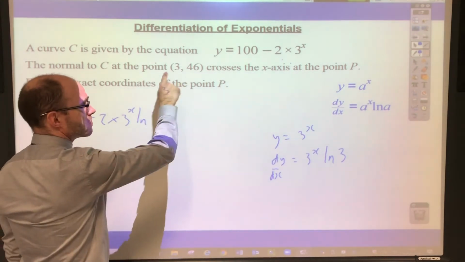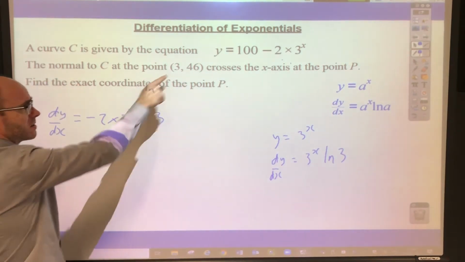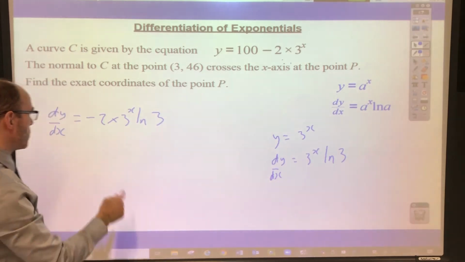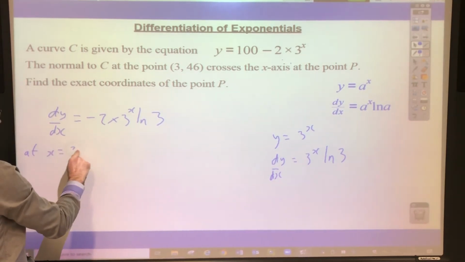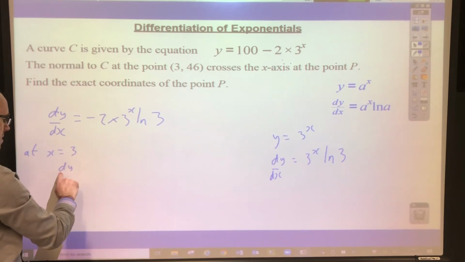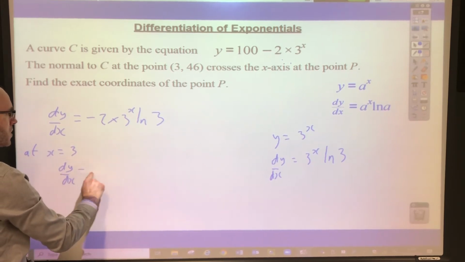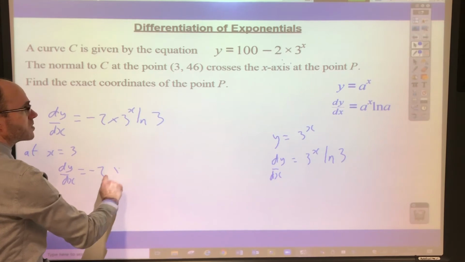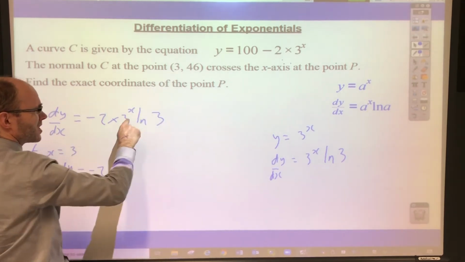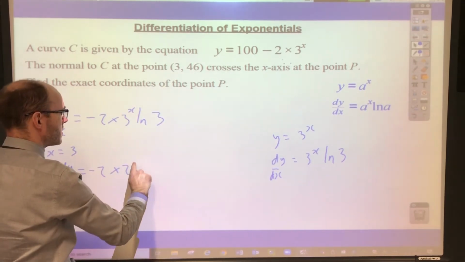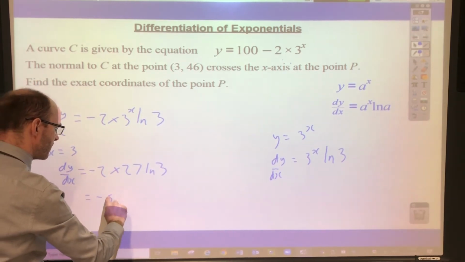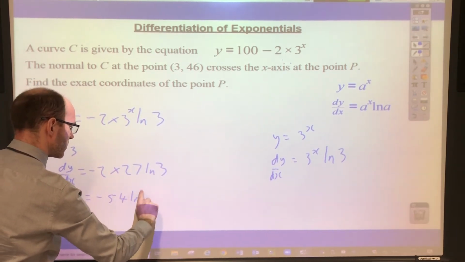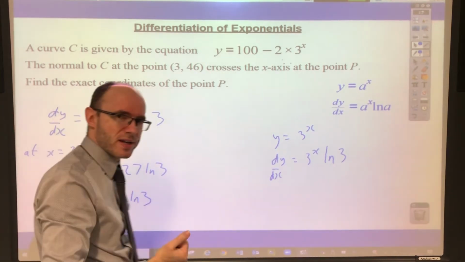Next, because we're finding the equation of the normal, we need to find the gradient. So we'll substitute this point in. Well, x is 3 is what we're going to use. We don't need the y coordinate. So at x equals 3, we're going to have dy/dx is equal to -2 multiplied by 3 cubed, which is 27, natural log 3, and so that's going to be -54 natural log 3. And that's dy/dx.